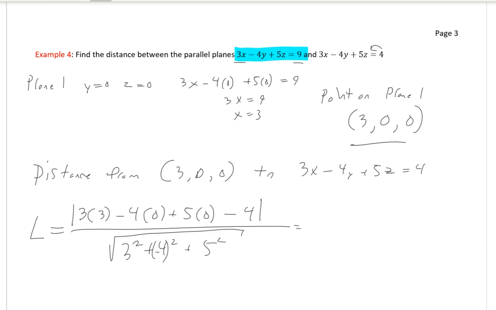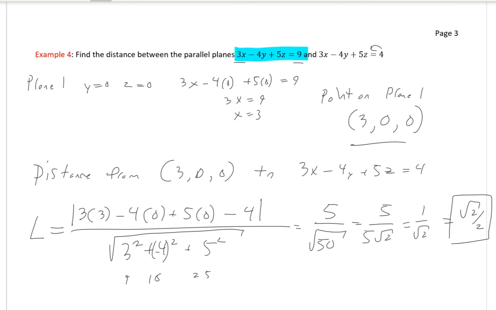That gives us up here 9 minus 4 is 5. And on the bottom we have 9, 16, and 25. 9 and 16 is 25. 25 and 25 is root 50. Root 50 is 5 root 2. And then that's 1 over root 2, or if you rationalize, root 2 over 2. So that's the distance between those two parallel planes.